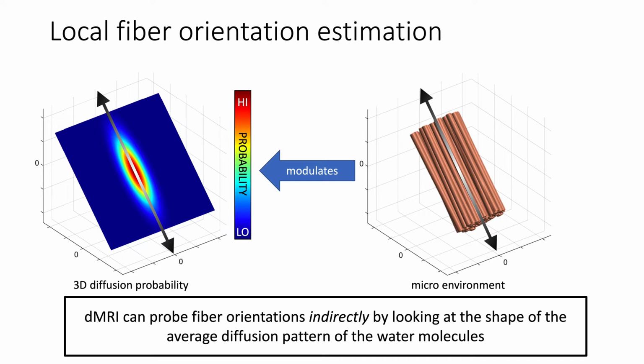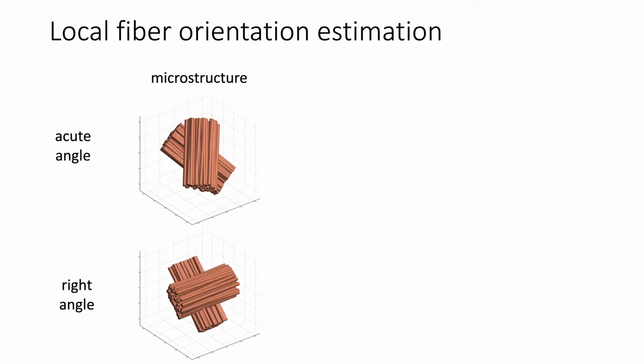It is important to realize that, in contrast to imaging techniques such as polarized light microscopy or electron microscopy, where individual fibers can be visualized directly, diffusion MRI can probe white matter orientations only indirectly by looking at the average diffusion pattern of the water molecules. A full review of the local fiber models underlying tractography is beyond the scope of this presentation, but I would like to briefly discuss the difference between using DTI versus a multi-fiber model in the context of fiber tracking.